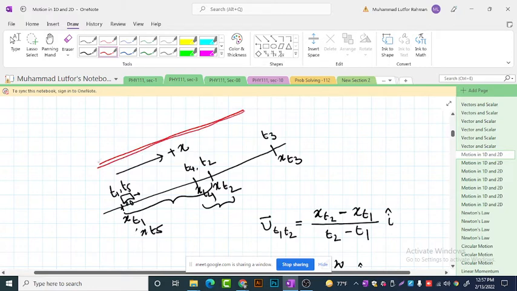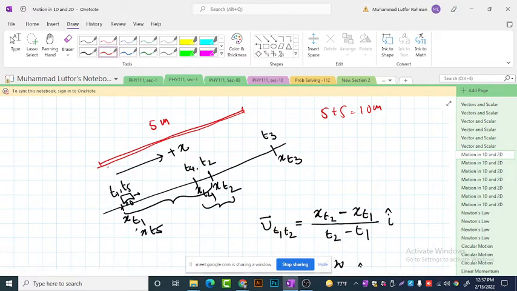So if you say that distance is 5 meters, then the total distance would be 5 plus 5, which is 10 meters, divided by how much time it takes to come back again to its original position. If you take the ratio of these two, total distance divided by total time, that will give you the average speed. Although the average velocity is 0 between time t1 and t5, the average speed is not 0 between t1 and t5, because average speed is basically the total distance divided by total time.